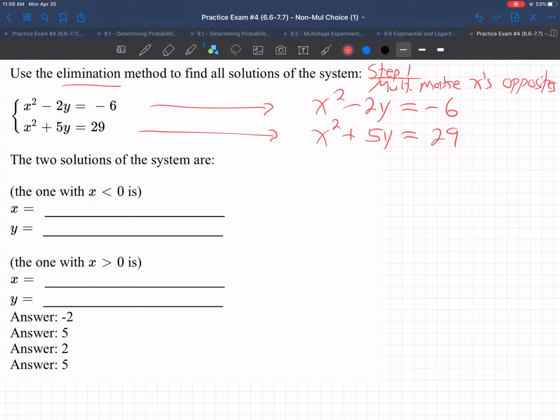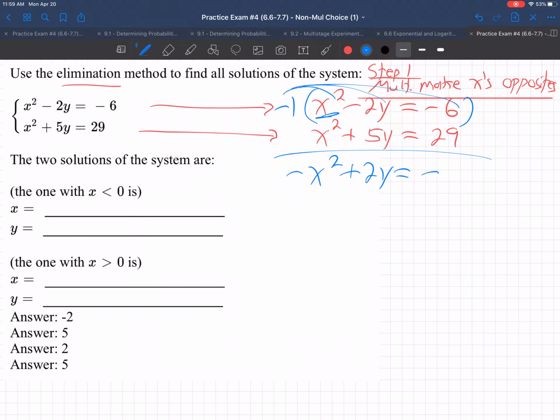So I'm going to make the x's opposites. I'm going to take this first equation, doesn't matter first one or second one. Let's just take the first one and multiply through by -1. So I'm going to go boom, boom, boom. That'll make this negative x squared, so it'll be negative x squared plus 2y plus 6. And then the bottom equation, I'll just bring it down, no changes.